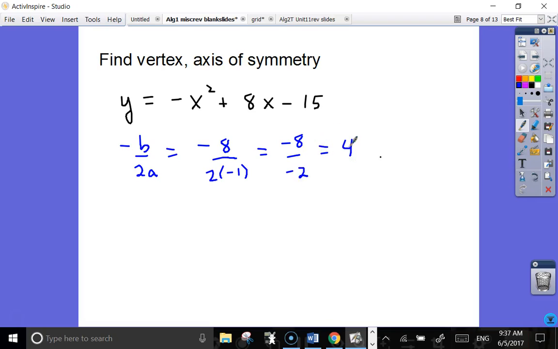How do you find the y-coordinate of the vertex? Okay, and so what is that going to be? Negative 4 squared plus 8 times 4 minus 15. Negative 16 plus 32 minus 15 equals 1. So the vertex is 4, 1.